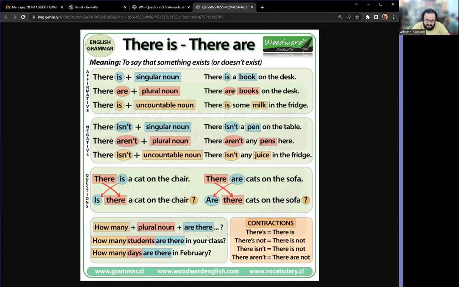¿Cuántos estudiantes tienes en tu clase? Tengo que responder la cantidad de alumnos que tengo. Por ejemplo, yo pudiera decir, I have 42 students. Tengo 42 estudiantes. ¿Ok? Es la diferencia. ¿Sí quedó claro? Sí, claro. Perfecto. Gracias. No por nada.